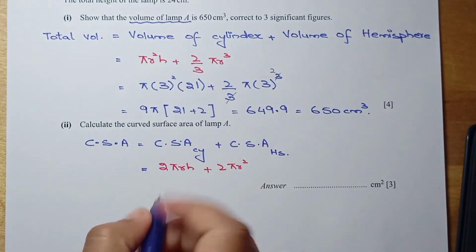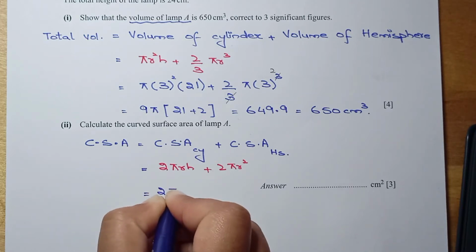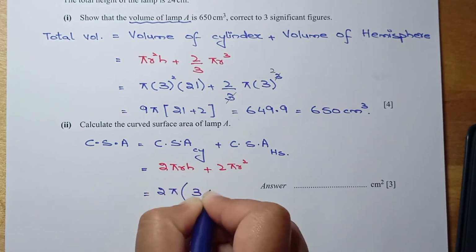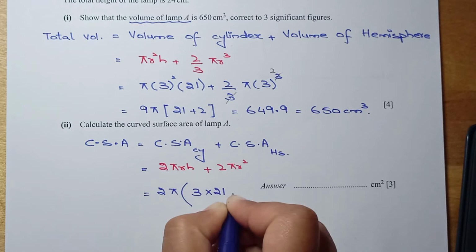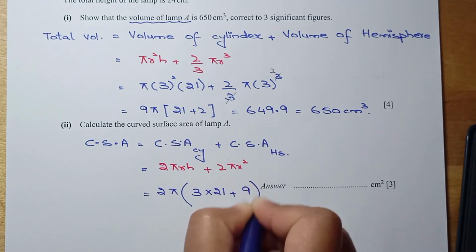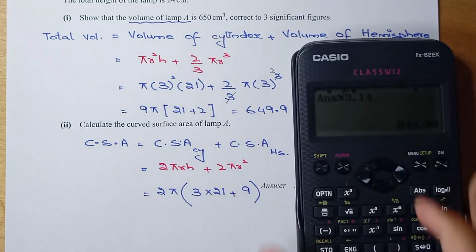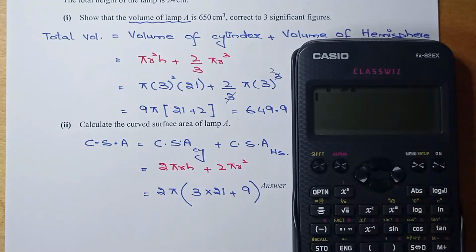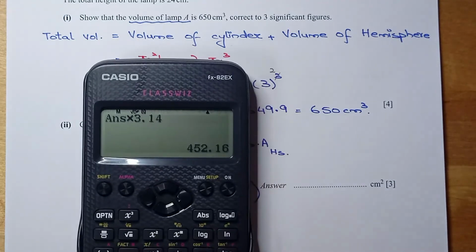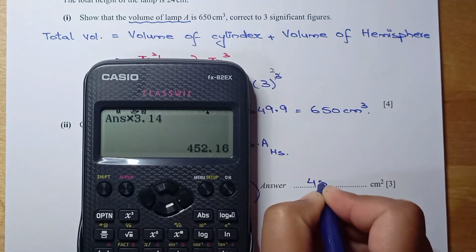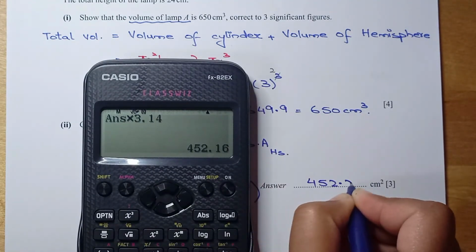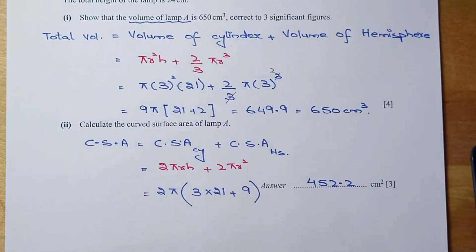So we can take 2 pi common, right? We are left with 3 times 21, the height of the cylinder, plus 3 times 3, that is 9 for this. So let me simplify it. 3 times 21 and then adding 9, times 2 and times 3.14. So we got 453.16, so 452.2 centimeter square.